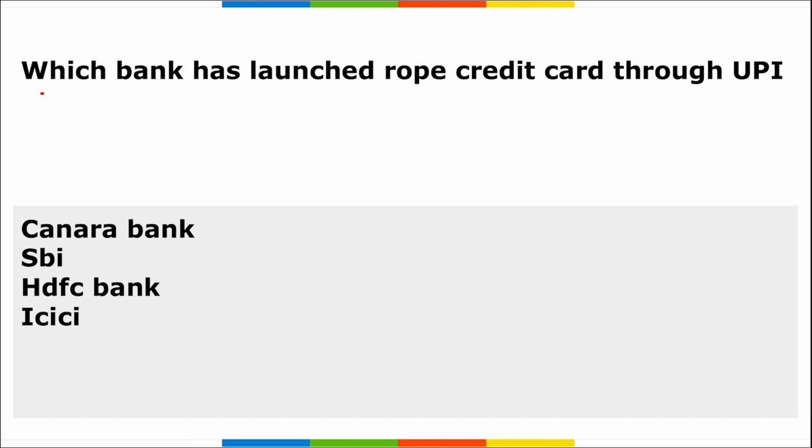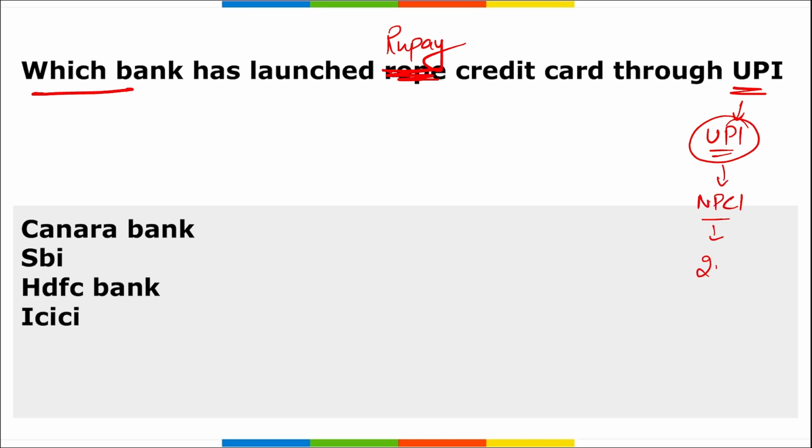Moving on, next. Which bank has launched rupee credit card through UPI? I repeat, which bank has launched rupee credit card through UPI? UPI stands for Unified Payments Interface. It was launched by NPCI. NPCI came in 2008 and UPI was launched in 2016. All right, now multiple countries are opting for UPI.